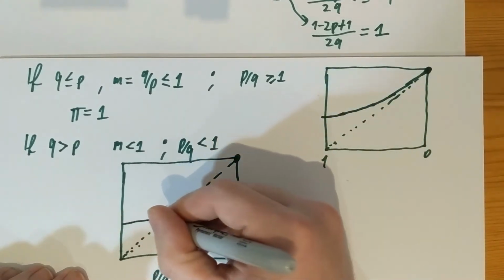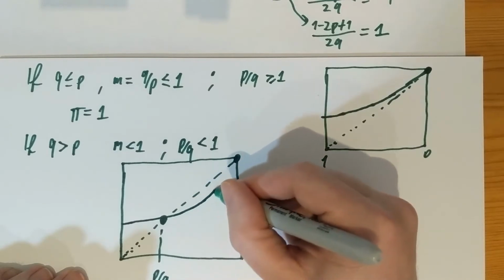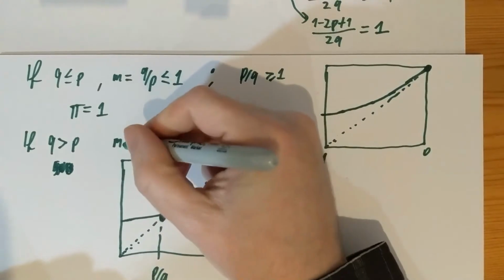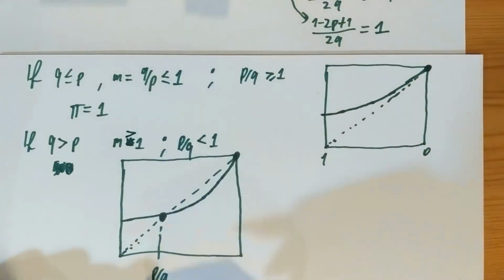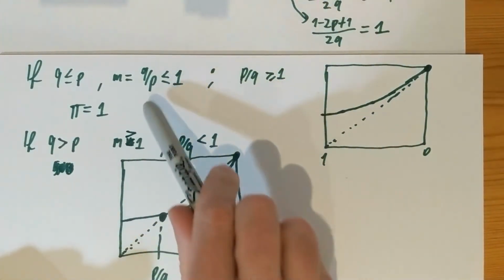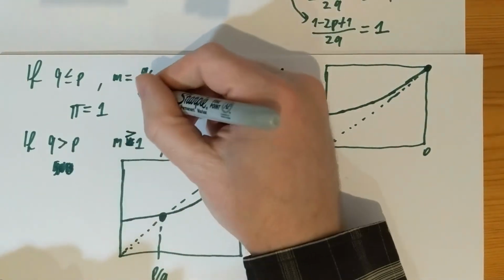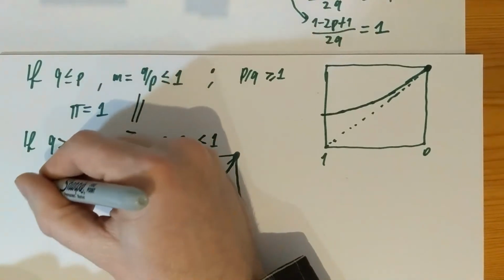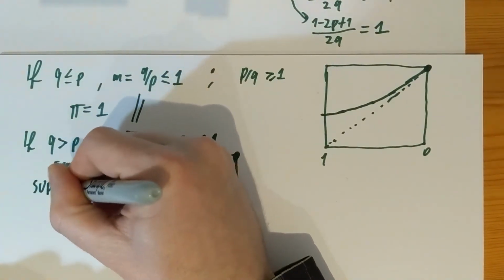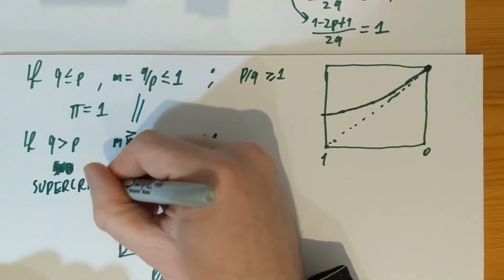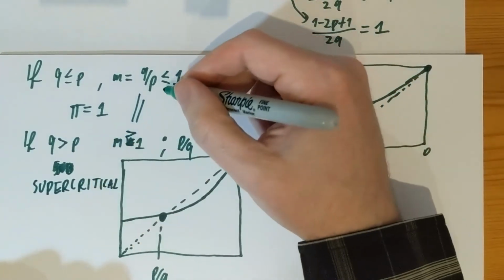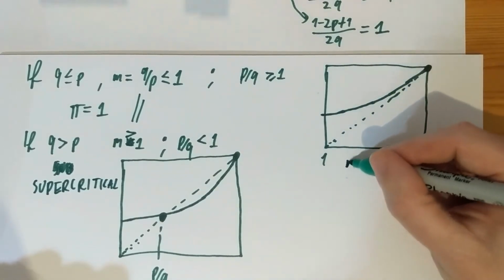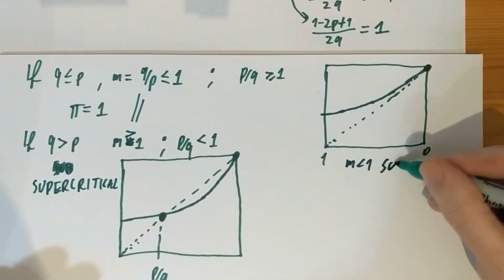So then I'm really in the supercritical phase. I didn't tell you actually. M is larger than 1, of course, because M is Q over P, right? M is Q over P, so it's larger than 1, and that's called the supercritical phase, whereas M equals 1 was critical, and M smaller than 1 is subcritical.